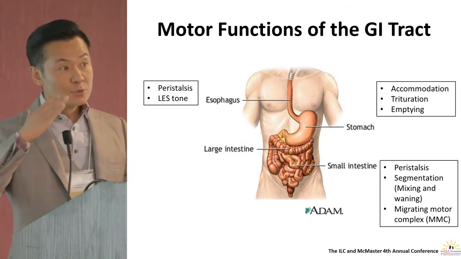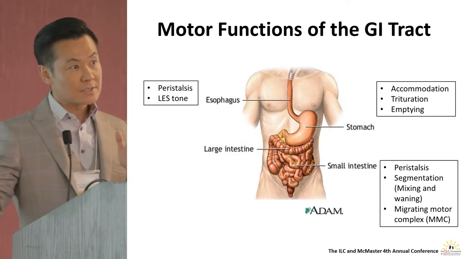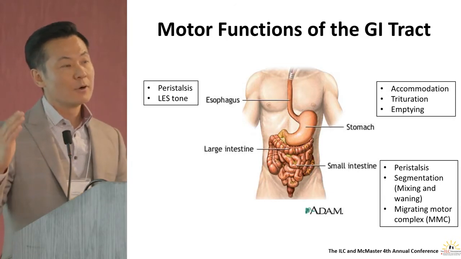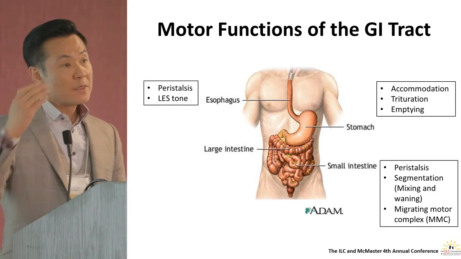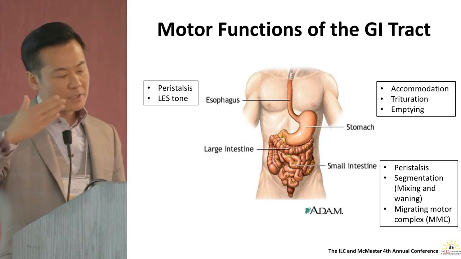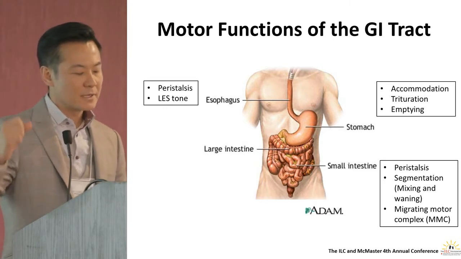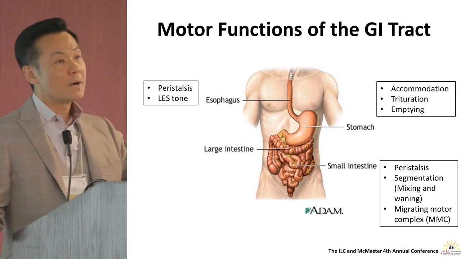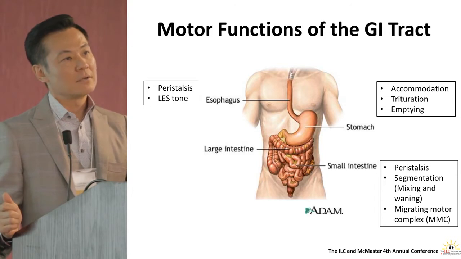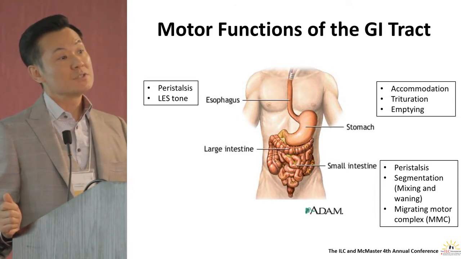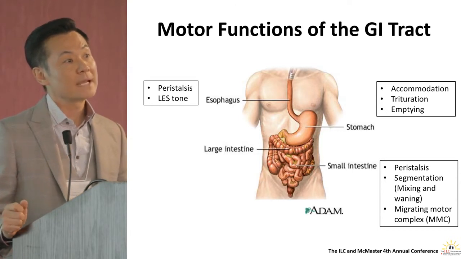You don't want things to move in one direction all the time. You want to go back and forth, because you want the mixing component so the nutrients can be absorbed. When things are moving along in the right direction, we call it peristalsis. Mixing back and forth, we call it segmentation. And then once in a while, you have a large motor wave that contracts from the stomach all the way to your right colon, what we call the housekeeping wave. That helps to move the food and residual down, but it also helps to keep the bacterial load down.